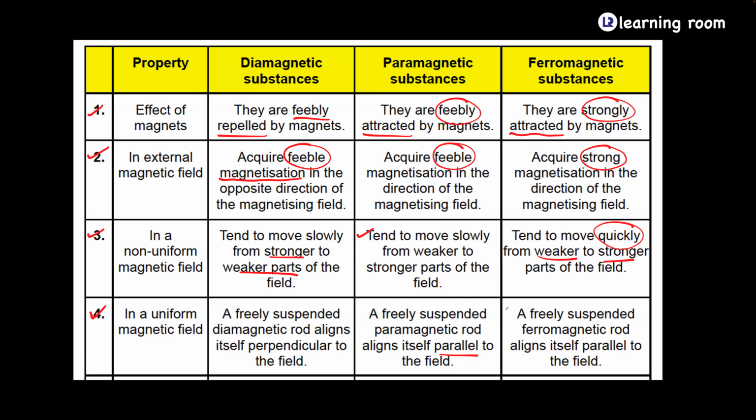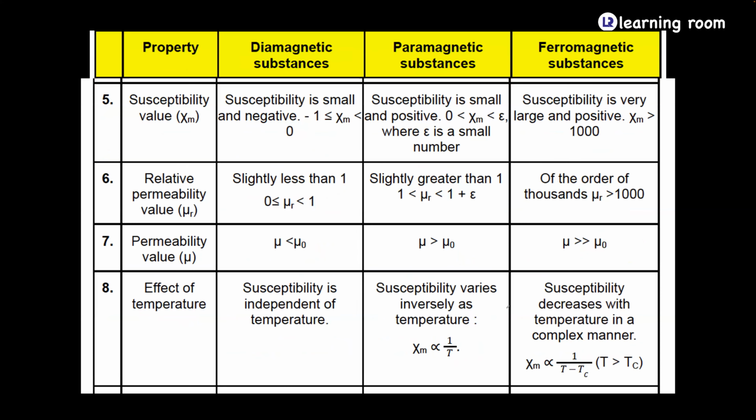Similarly, a ferromagnetic substance will align itself parallel to the field, but it will be faster, right? Next, the susceptibility, in the sense, the extent to which the material is able to get magnetized. What can you say about the susceptibility of a diamagnetic substance? It is going to be negative because it is never ready to get magnetized. It is trying to repel the magnetic field. So the susceptibility of this material is going to be very small, and at the same time, negative.